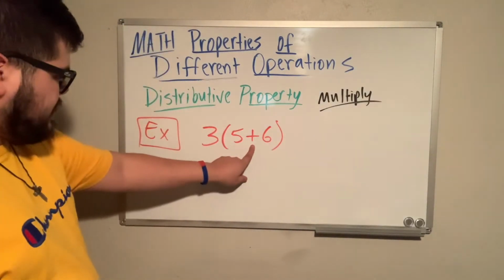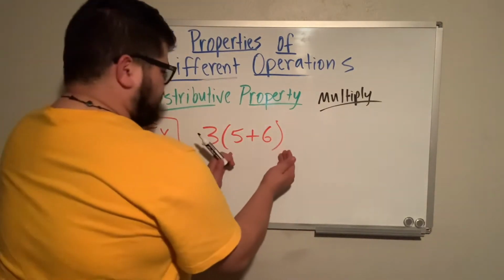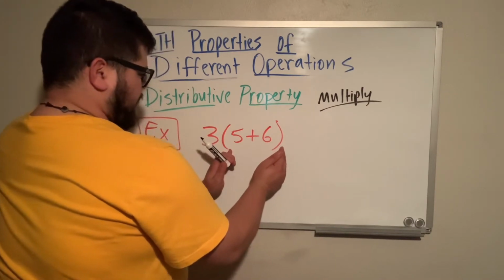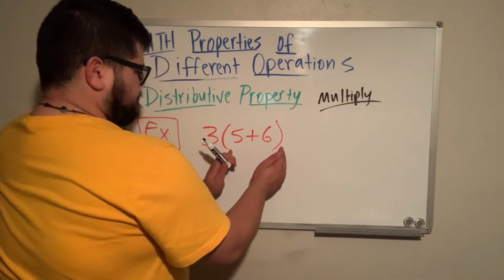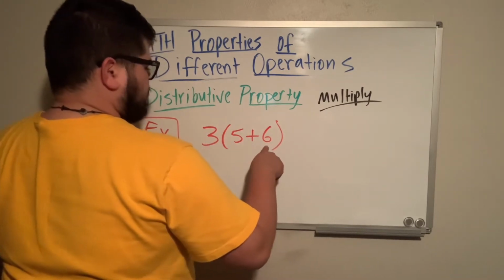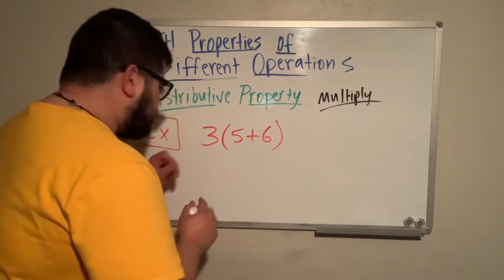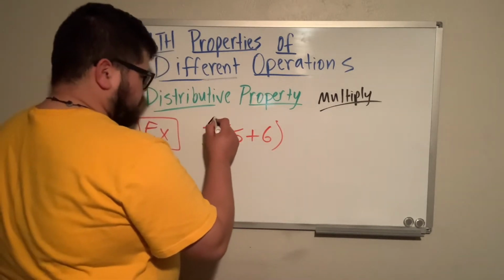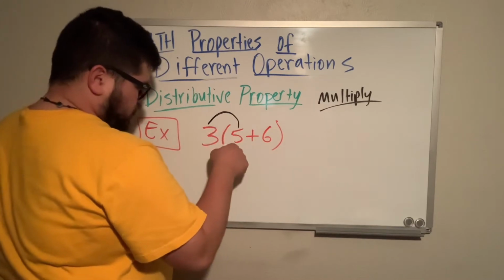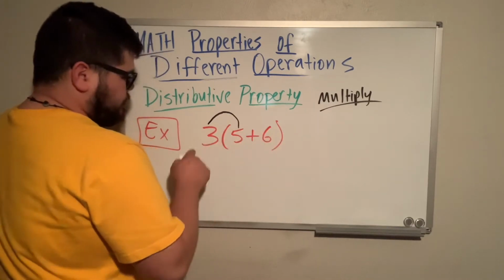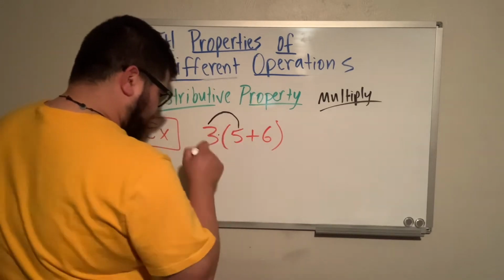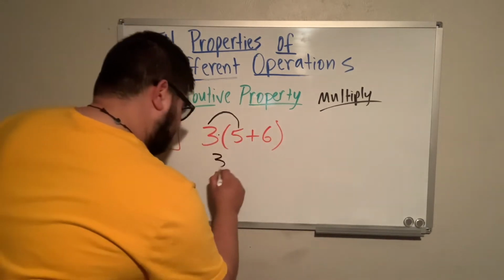And here we have an addition sign. So how many terms do I have inside of the parentheses? 1, 2. And we're going to distribute this 3 to the first term and the second term. Let's do it to the first term first. So 3 times 5.